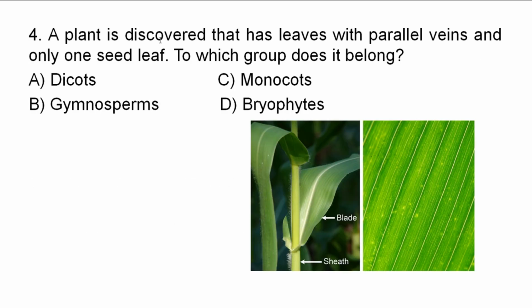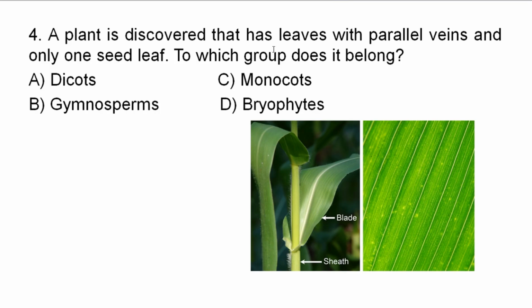Question number 4. A plant is discovered that has leaves with parallel veins and only one seed leaf. To which group does it belong? A. Dicots, B. Gymnosperms, C. Monocots, D. Bryophytes. That has leaves with what? Parallel veins and one seed leaf or one cotyledon. So this plant is grouped in which category? Is that Dicot, Gymnosperm, Monocots or Bryophytes? Good. The correct answer is monocots.